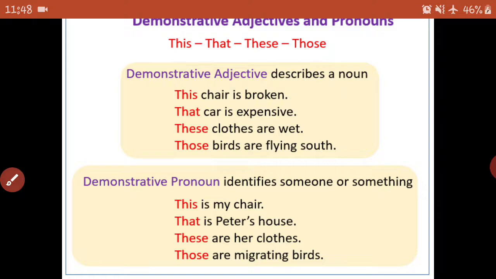Now, how will you identify a simple demonstrative pronoun? It identifies someone or something. Means this is my chair, that is Peter's house. It gives information. These are her clothes. Those are migrating birds. Means they identify someone or something, or they give some information.